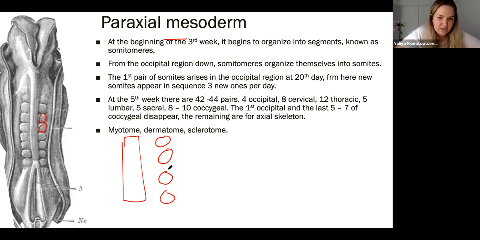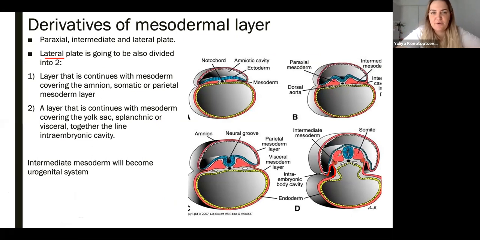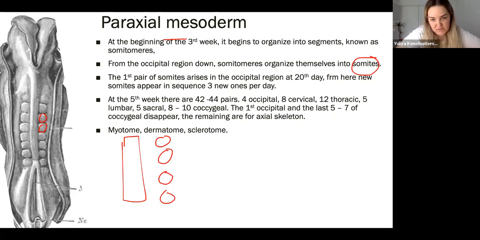They're segmented. Why are they segmented? Because of vertebrae. We have one vertebra here, one here, one here. So of course it has to be segmented. How do we call the segment, the unit, of the paraxial mesoderm? We call it a somite. Okay, so that's the name for it. So these, they always point for you here. This is always a somite. So these are somites. When does the first pair of somites appear? Occipital region, day 20. From day 20, every day, 3 new pairs of somites appear.